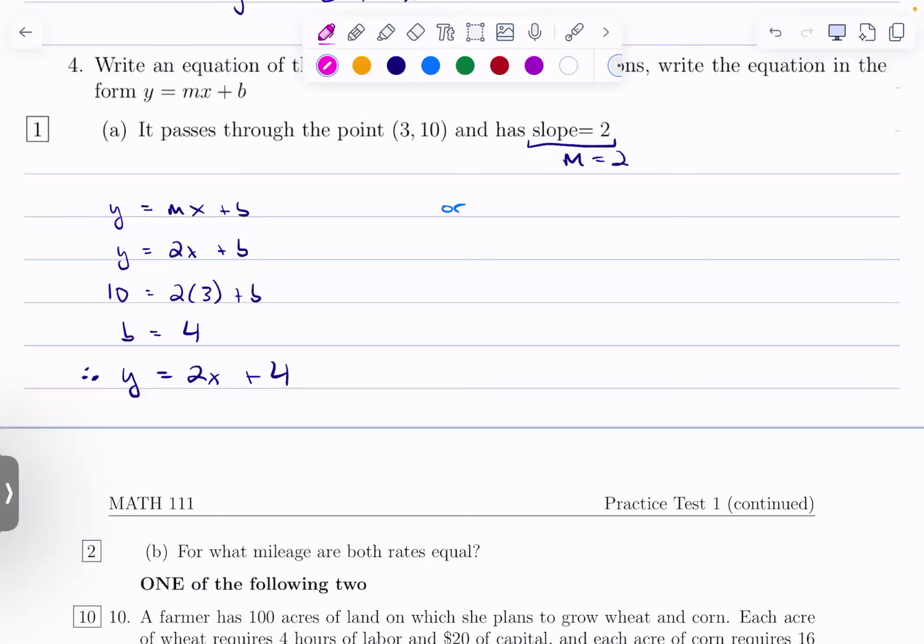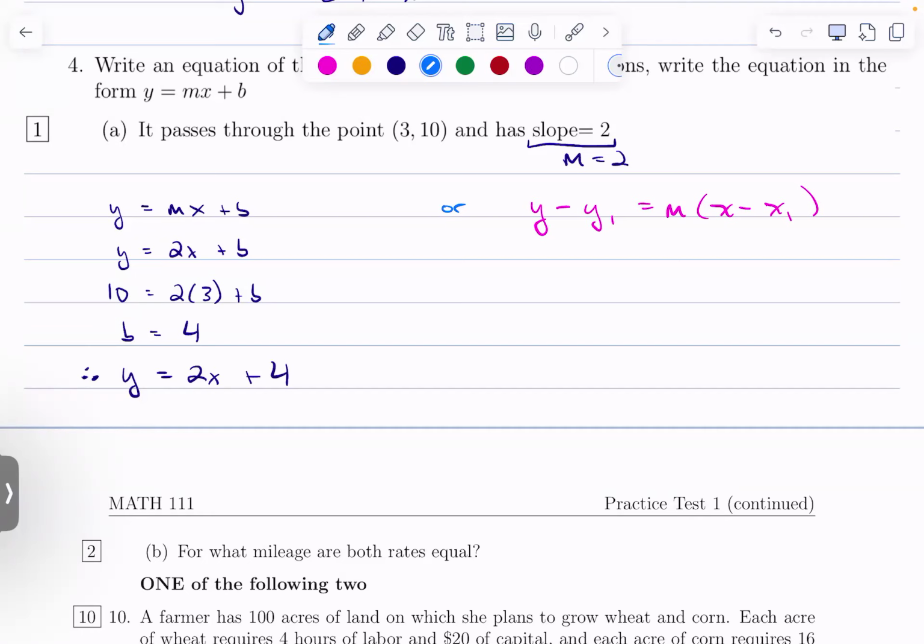Then I'll do it in pink. Y minus y1 is equal to m times x minus x1. That's the type of confidence that's going to get you stuff on the formula sheet. Oh yeah, you said. I think I did though. I did.